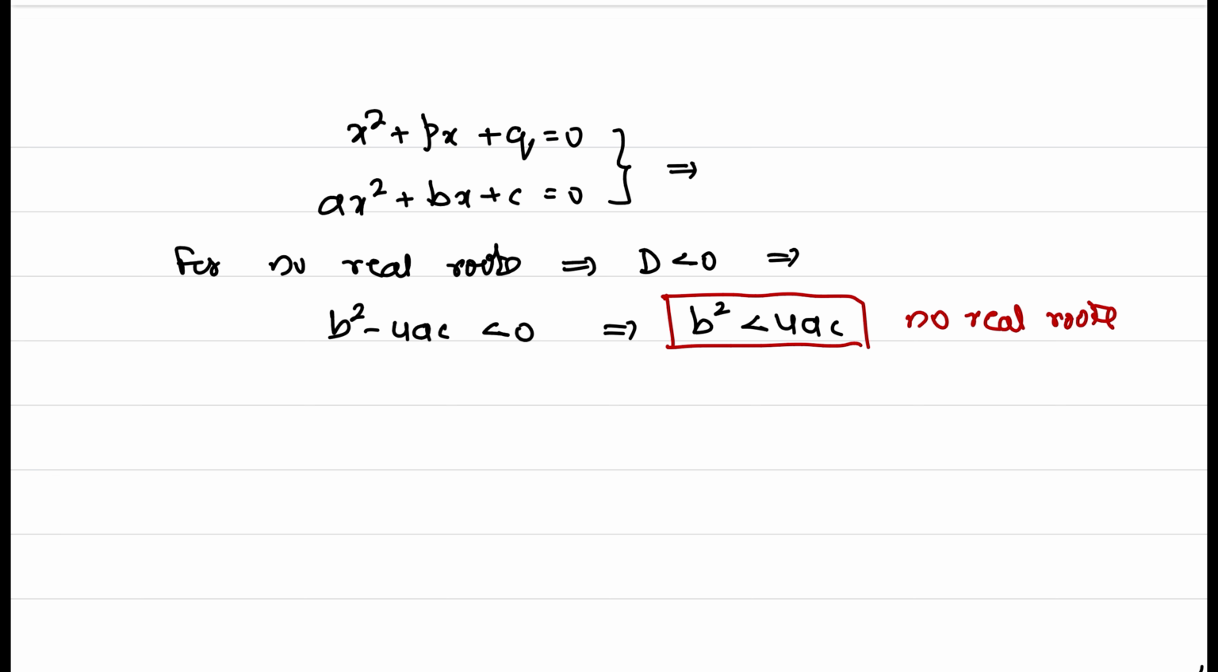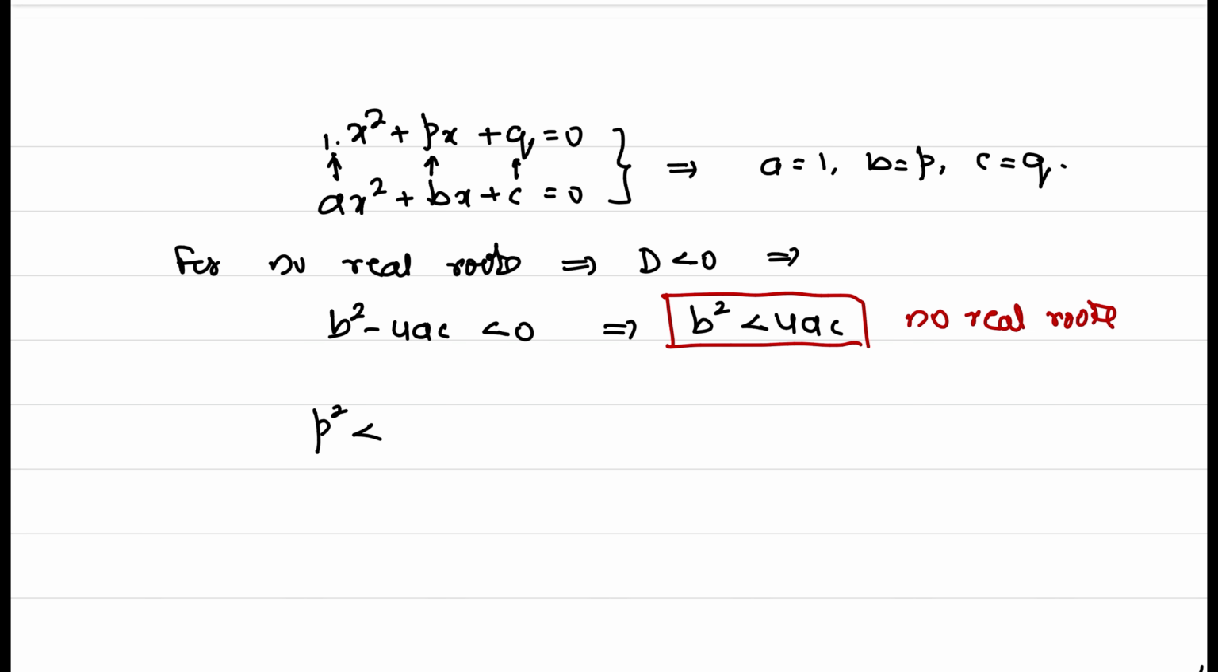Now, what is b² here? B is equal to P and C is equal to Q and A is equal to 1. That implies A is equal to 1, B is equal to P, C is equal to Q. B² is P², which is less than 4 into what is A? 1, C is Q. That means P² is less than 4Q.